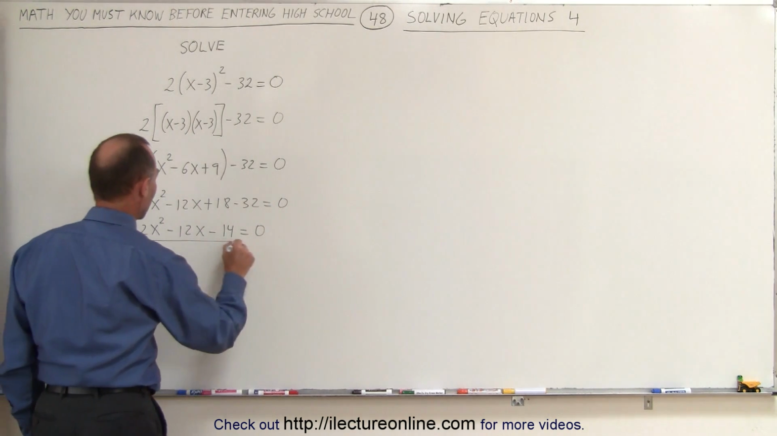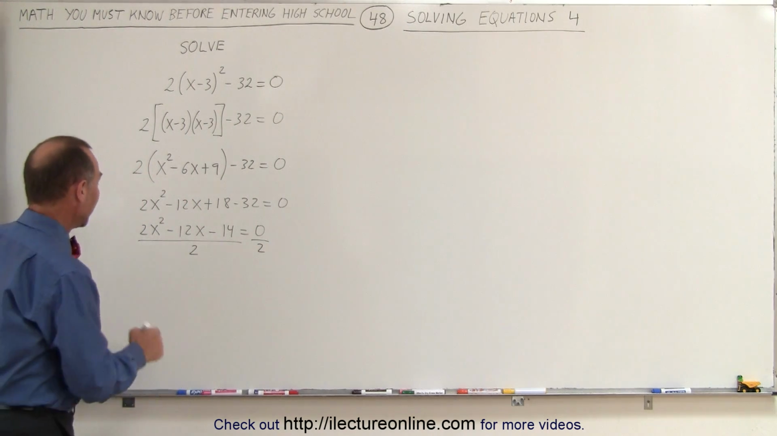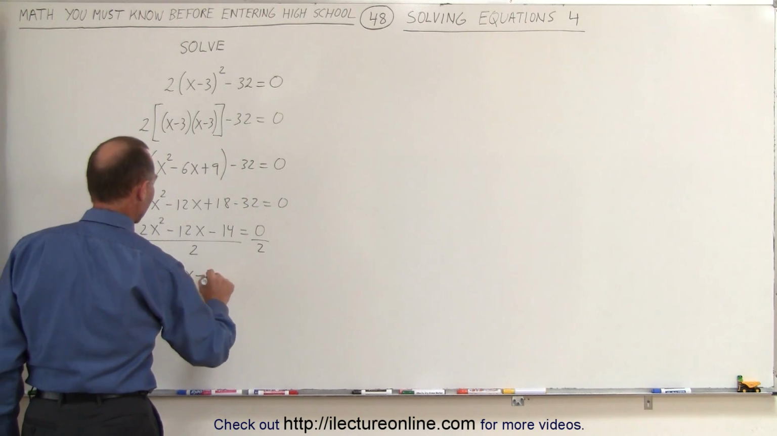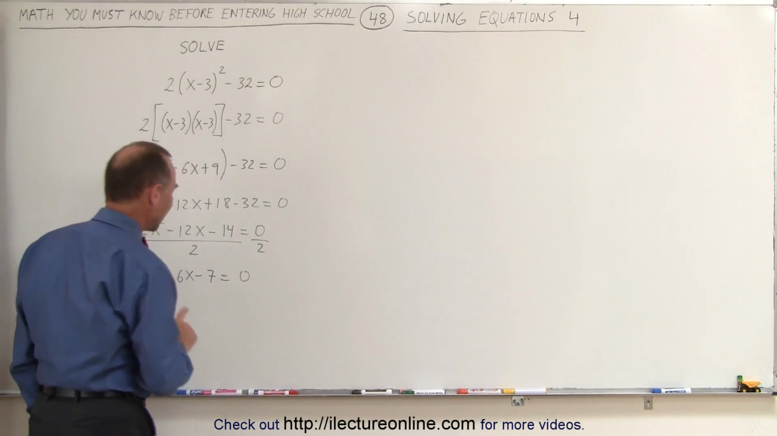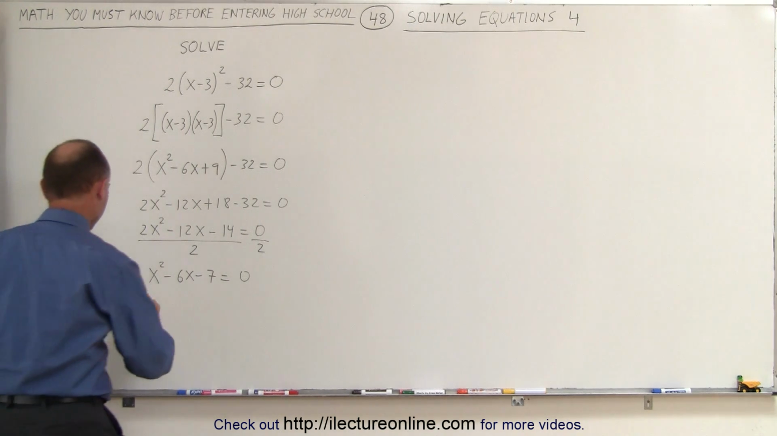So divide the left side by 2, divide the right side by 2, and of course 0 divided by 2 is still a 0. And this gives us x squared minus 6x minus 7 equals 0. Now this looks like something we can probably factor. So let's see if we can.